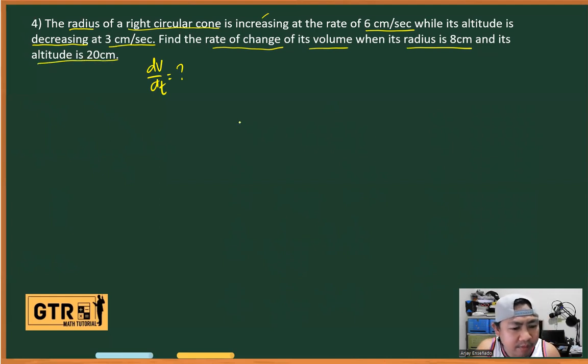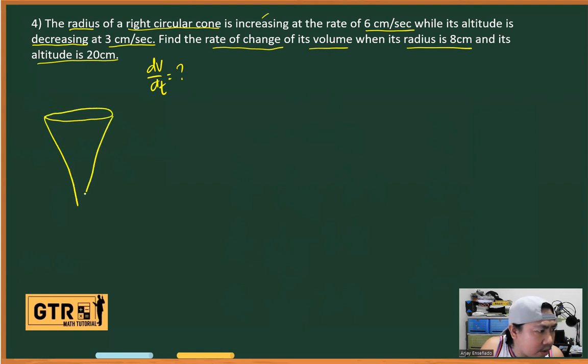So masyadong maraming given dito. So direct substitution na lang siguro ito. So meron tayong radius of right circular cone. So drawing natin, right circular cone. Okay, kunwari, perfect. So, at yung mga given natin, sulat natin isa-isa. The radius of right circular cone is increasing at the rate of 6 cm per second. So, yun na agad yung ating dr over dt. Okay? So, increasing at the rate of 6 cm per second yung radius natin.